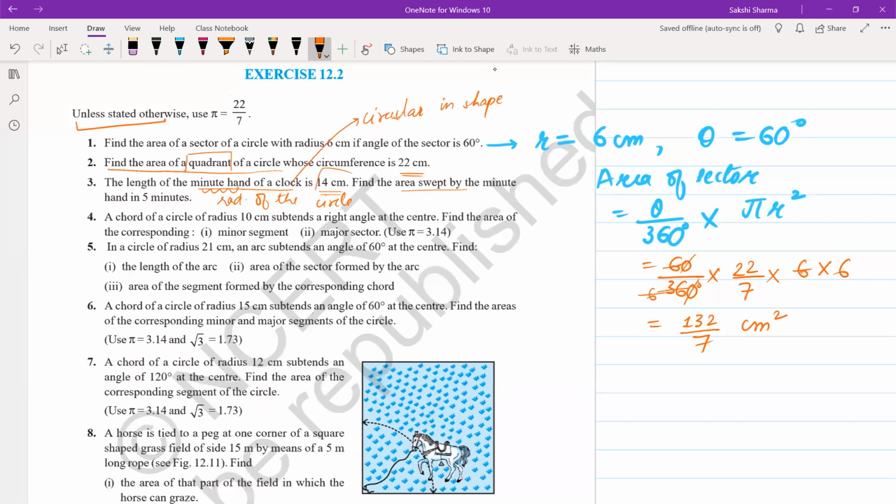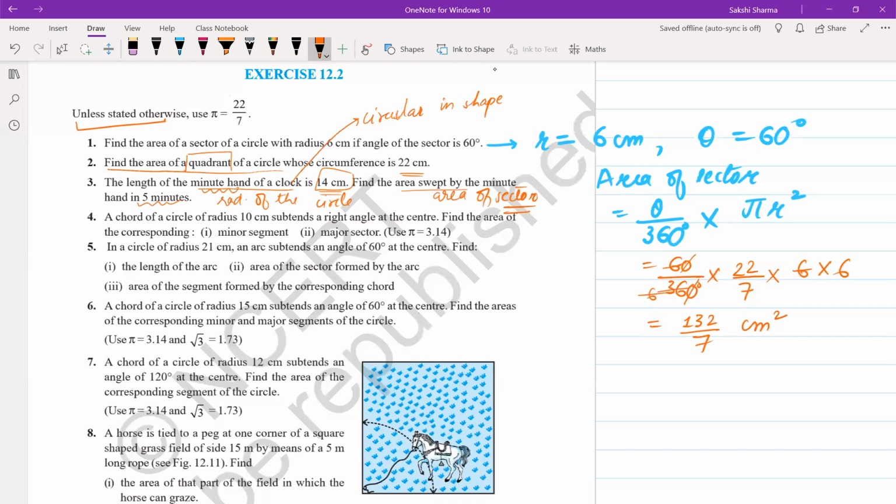So radius of the circle here is 14 centimeters. And then you need to find out the area swept by the minute hand in 5 minutes. 5 minutes में minute hand कितना area cover करेगा आपको ये find out करना है. And if you think of the minute hand as the radius of the circle, the area swept by the minute hand in this time would be area of a sector. It will actually be sector of the circle.